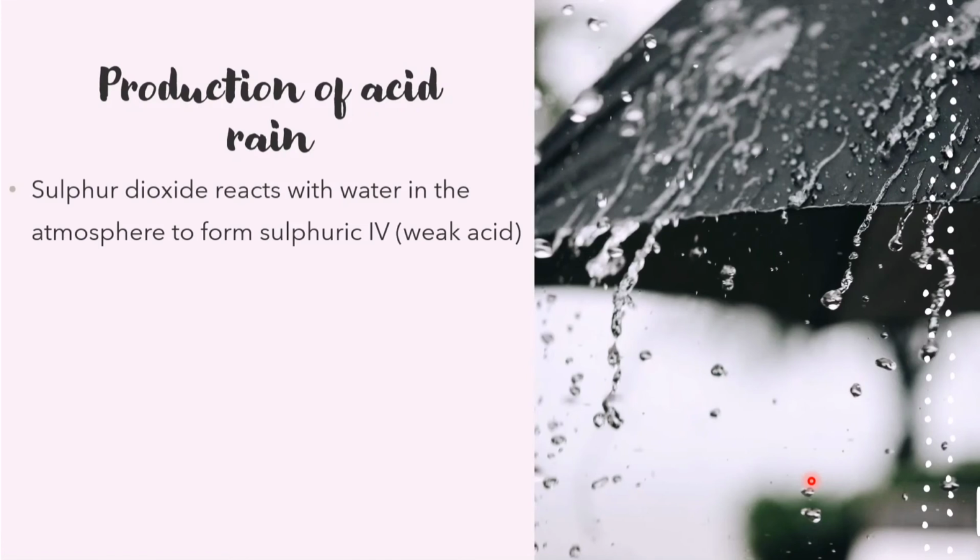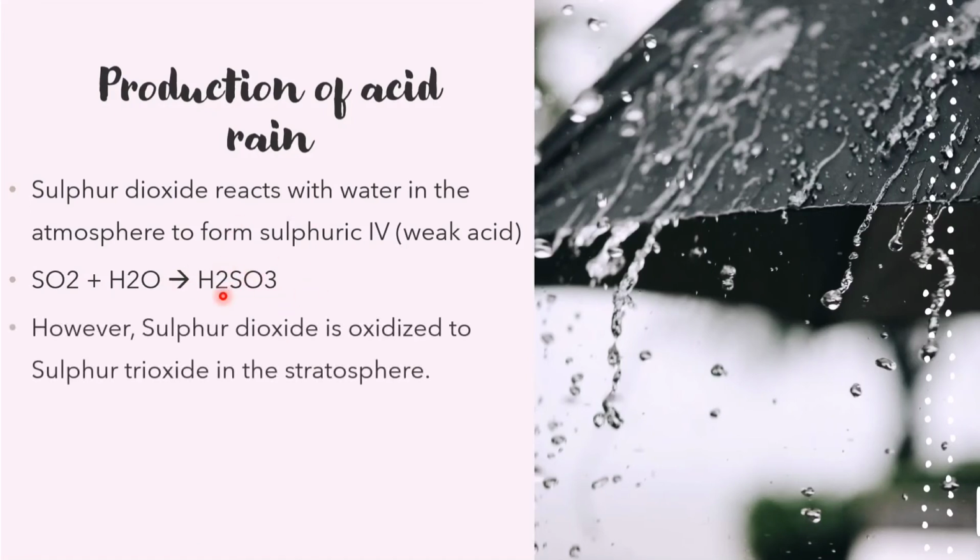The production of acid rain. Sulfur dioxide in the atmosphere reacts with the water, also in the atmosphere, to form sulfuric(IV) acid, and this is a weak acid. We can see this in the equation. Sulfur dioxide plus water reacts to make sulfuric(IV) acid. However, sulfur dioxide is oxidized to create sulfur trioxide in the stratosphere.